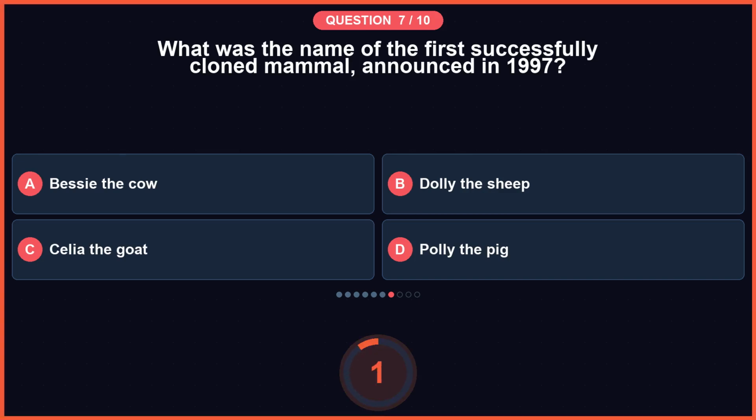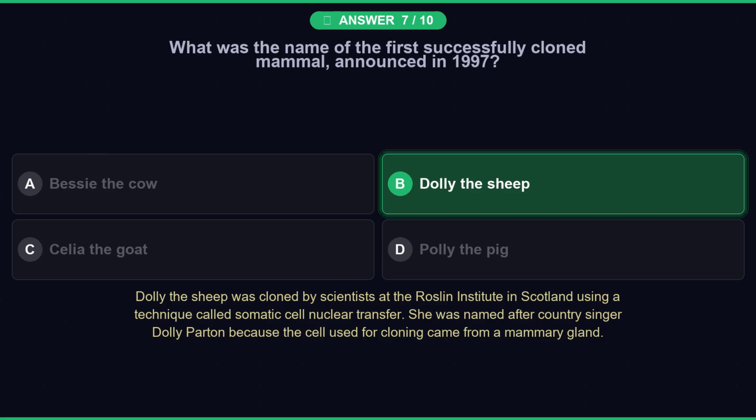The correct answer is B. Dolly the sheep. Dolly the sheep was cloned by scientists at the Roslin Institute in Scotland using a technique called somatic cell nuclear transfer. She was named after country singer Dolly Parton because the cell used for cloning came from a mammary gland.